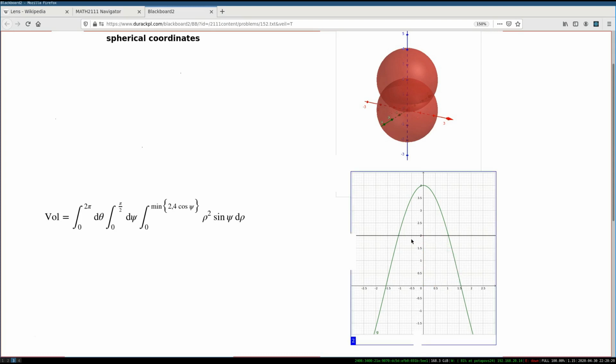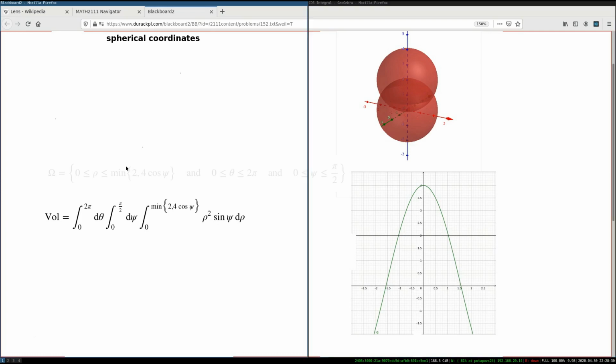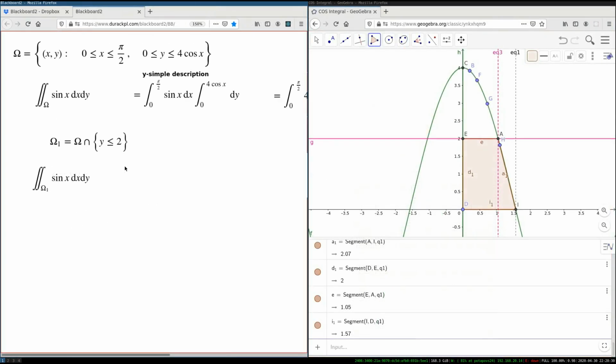So this integral, which I showed you on my first slide, has a direct connection to the geometrical characteristics of biconvex lenses. Let's go back to this integral and see how we can approach its evaluation. We can follow the same steps. We can try to approach this domain omega 1 as a y-simple domain.